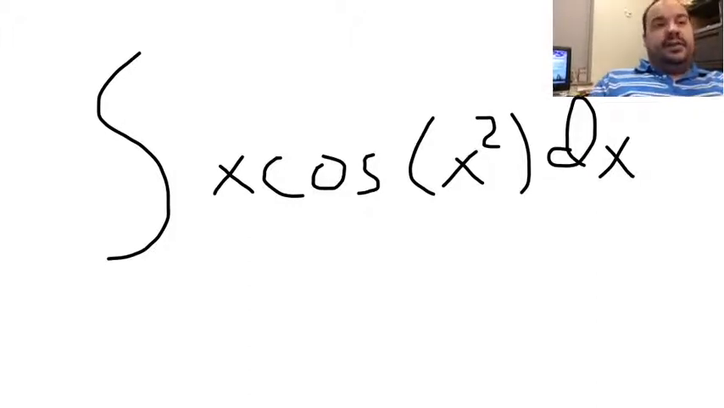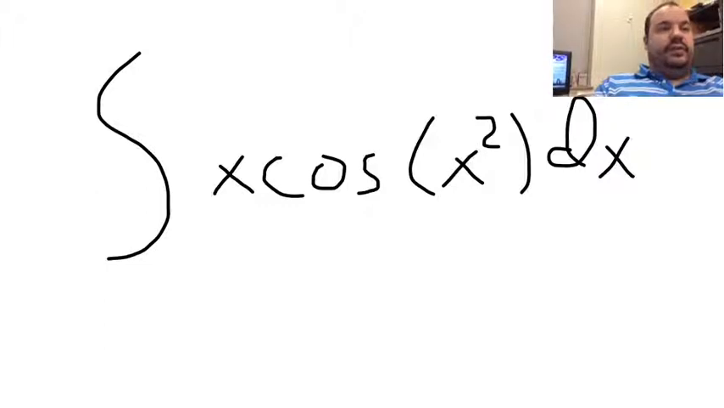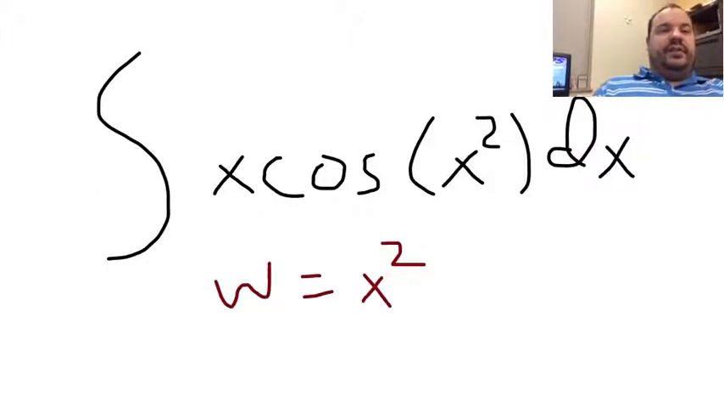So I said w because I'm going to make a change right here. So you can see here I'm going to make w x squared so that I have just cosine of w. I'm using a new letter so that I don't confuse myself, and hopefully that'll make the integral look a little easier. So let's go ahead and make that change.